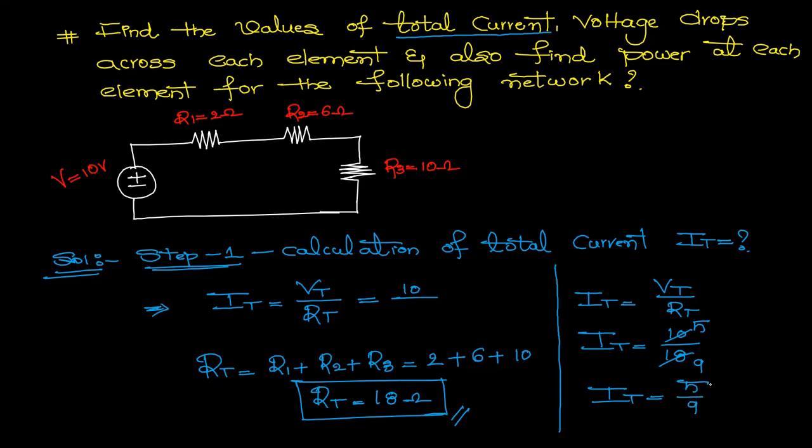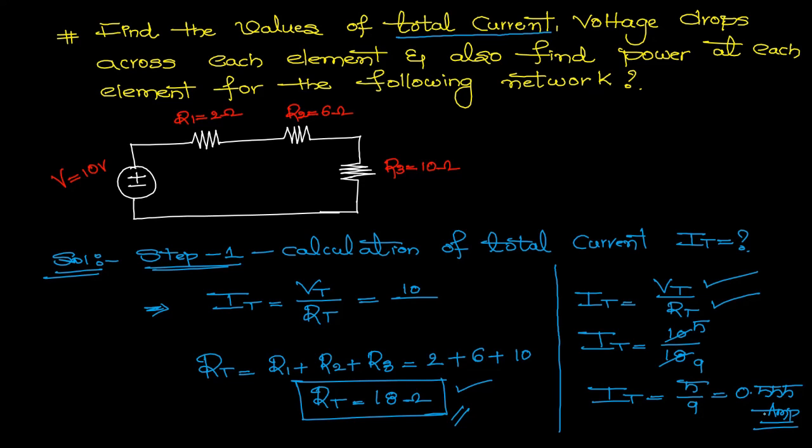So when finding the value of total resistance, first we need to observe whether the resistances are connected in series. For example, if they are connected in series, then we can directly add them like this and get the value of resistance. If we know the total resistance, we just need to substitute the values of VT and RT into the formula, and then you will get the total current IT. Now 5 divided by 9, if we simplify this, gives 0.555 amperes.